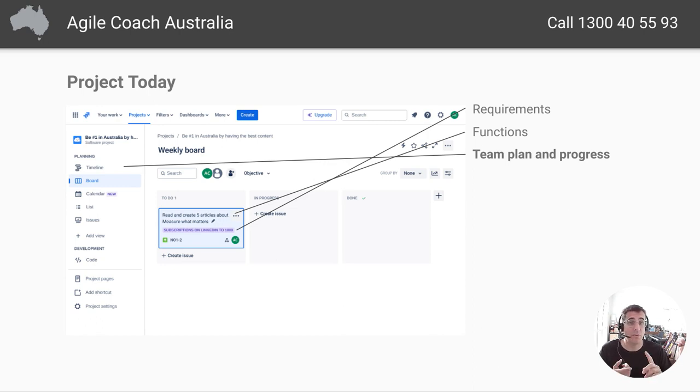So far, we've already got our requirements on what we expect to deliver, which on this one is subscriptions to LinkedIn to be over 1,000, and we've got the function of how we're going to do that. We're going to read and create 5 articles about Measure What Matters. So that's those first 2 things done. You can also get updates on that by changing the view or looking at the Kanban and seeing where things are. So you're getting a lot of your documents put in there already. You can also add your risks onto this board and track them and watch them go from one side of a board to the other.